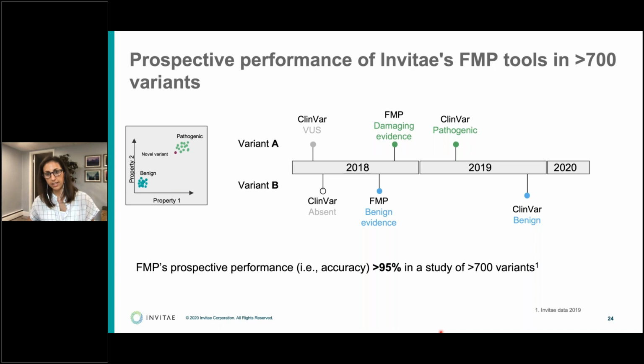In an early set of over 700 variants for which FMP tools predicted either damaging or benign evidence, and an independent classification of the variant was later uploaded in ClinVar, we found that our tools accurately predicted damaging or benign evidence in over 95% of the cases. So we use prospective performance to test all of our FMP tools, and this is part of the assessment for when a tool meets our accuracy standards and can be used in clinical variant interpretation.